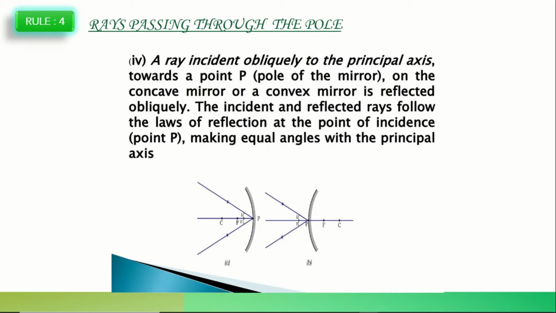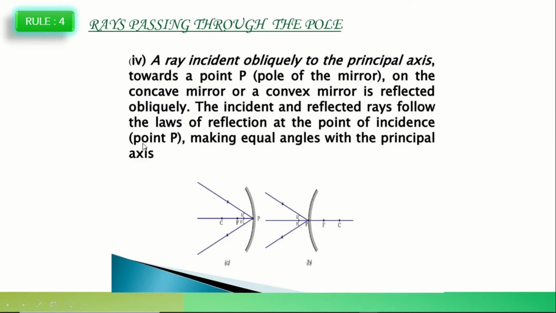Moving on to the fourth and final rule, that is rays passing through the pole. A ray incident obliquely to the principal axis towards a point P, the pole of the mirror, on a concave mirror or a convex mirror, is reflected obliquely. The incident and reflected rays follow the laws of reflection at the point of incidence, making equal angles with the principal axis. So what are the laws of reflection? That is, the angle of incidence is equal to the angle of reflection.